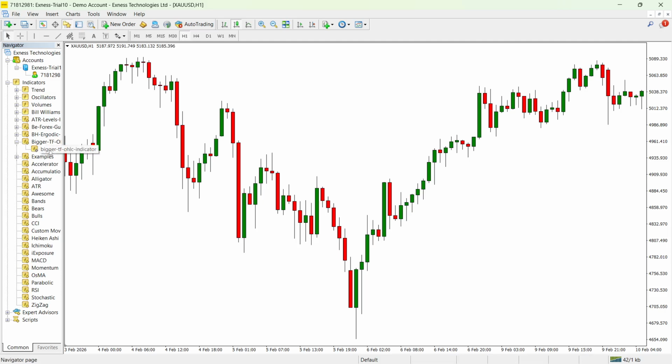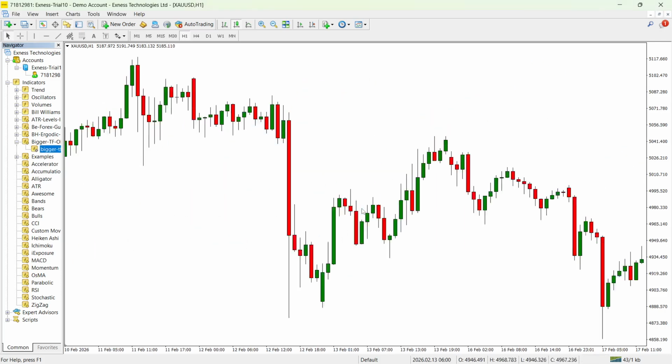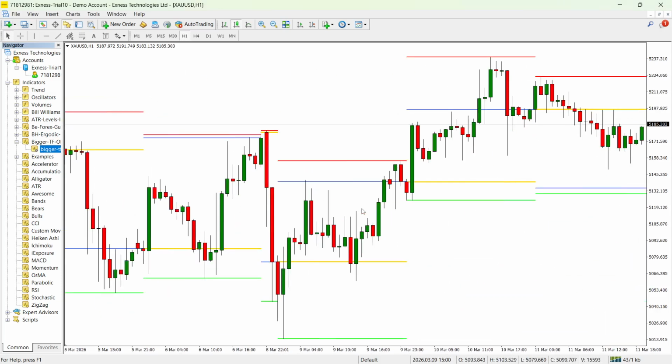At this point, I'll load the indicator on the chart so you can see how it looks in real time. Remember to allow DLL inputs, and there we have it.